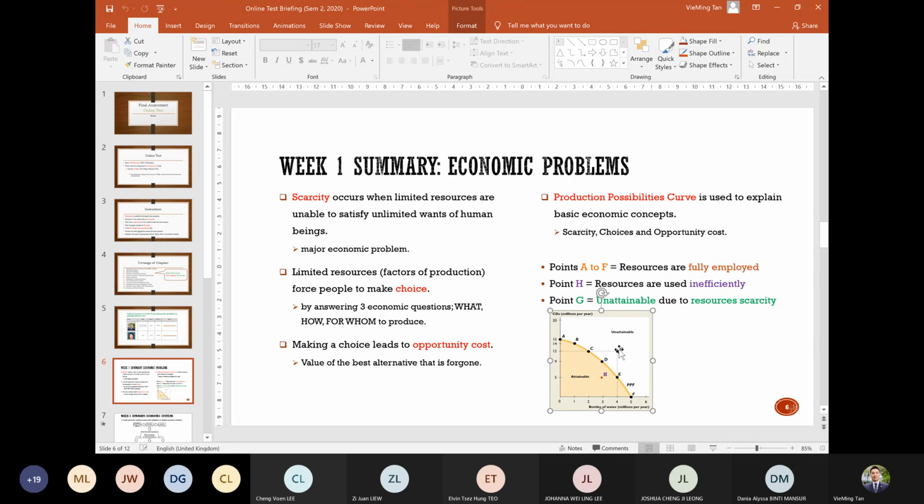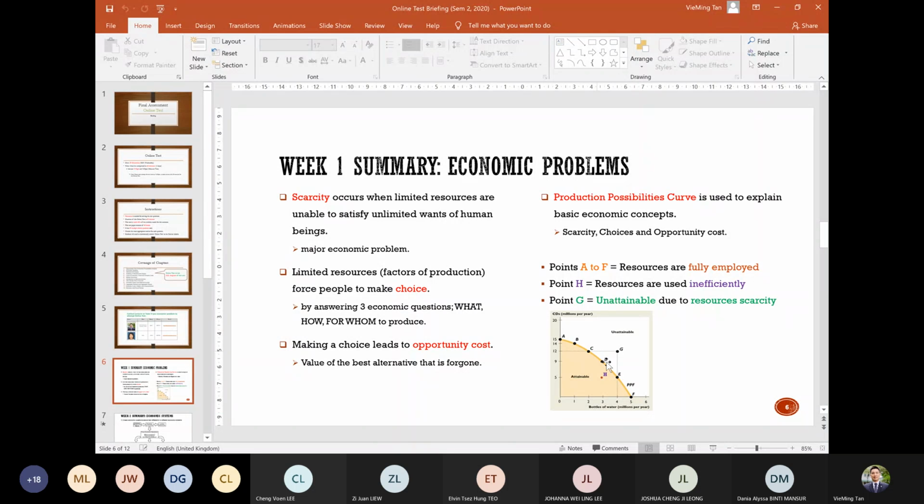Based on this diagram, which point is the point whereby the resources can be utilized fully? If you check A, B, C, D, F, G until H, where are the points whereby the country can utilize the resources fully in order to produce CDs and bottled water? The points on the PPC. Correct. The points on the PPC or PPF, which are points A, B, C, D, E, F.